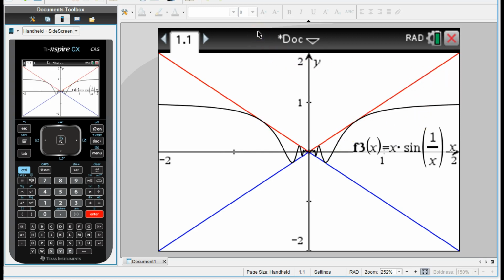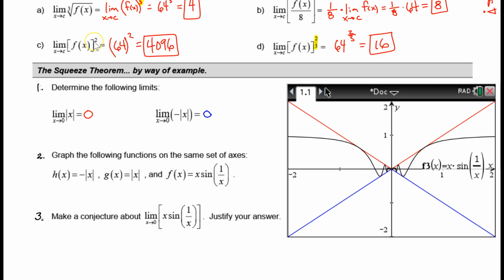So it'd be convenient if I could snap a picture of that and insert it in the notes so we could then discuss it. Well, would you look at that? There's the graph I just created in my TI Inspire. It's now in the notes page. That's pretty convenient. So the next thing we're going to do is look at step 3.